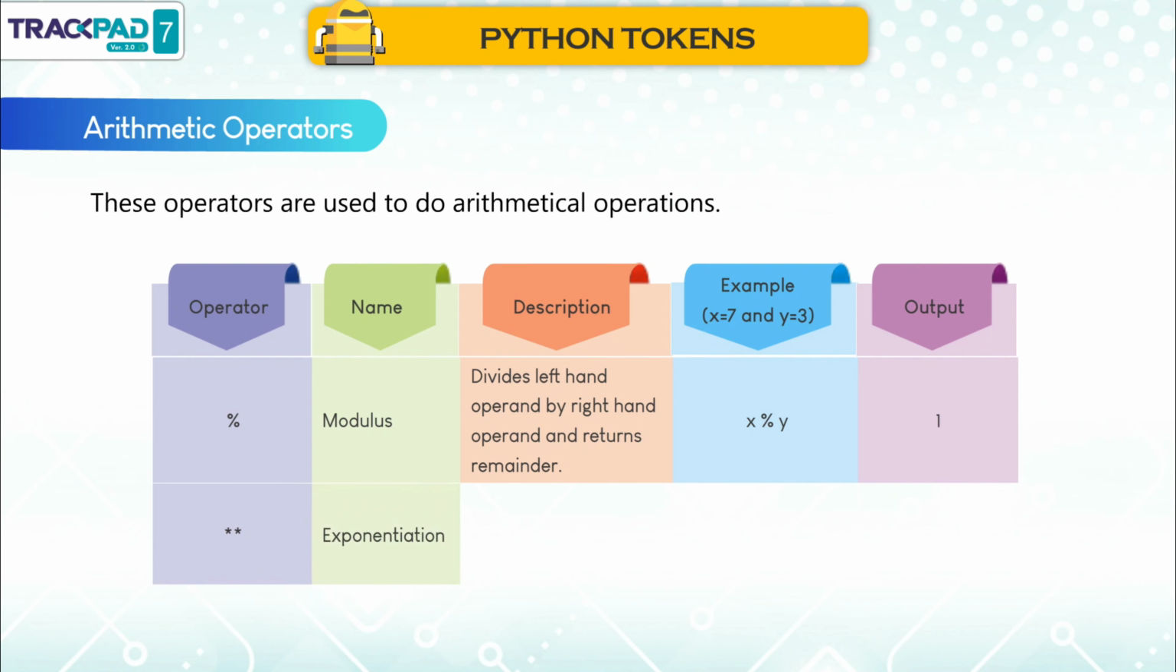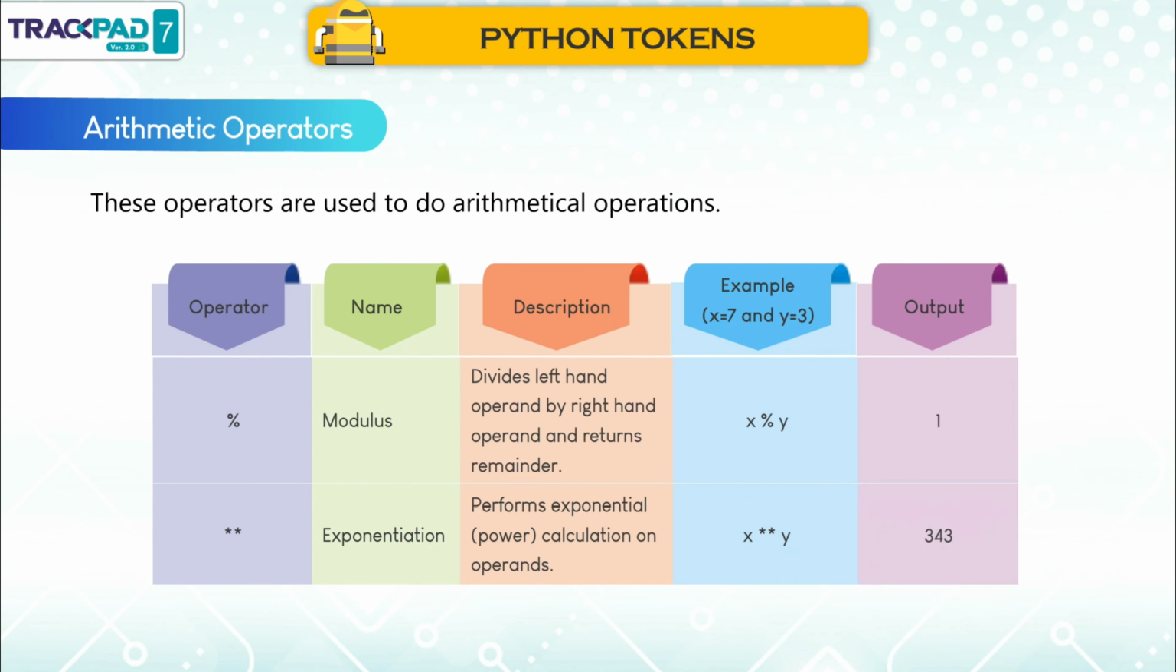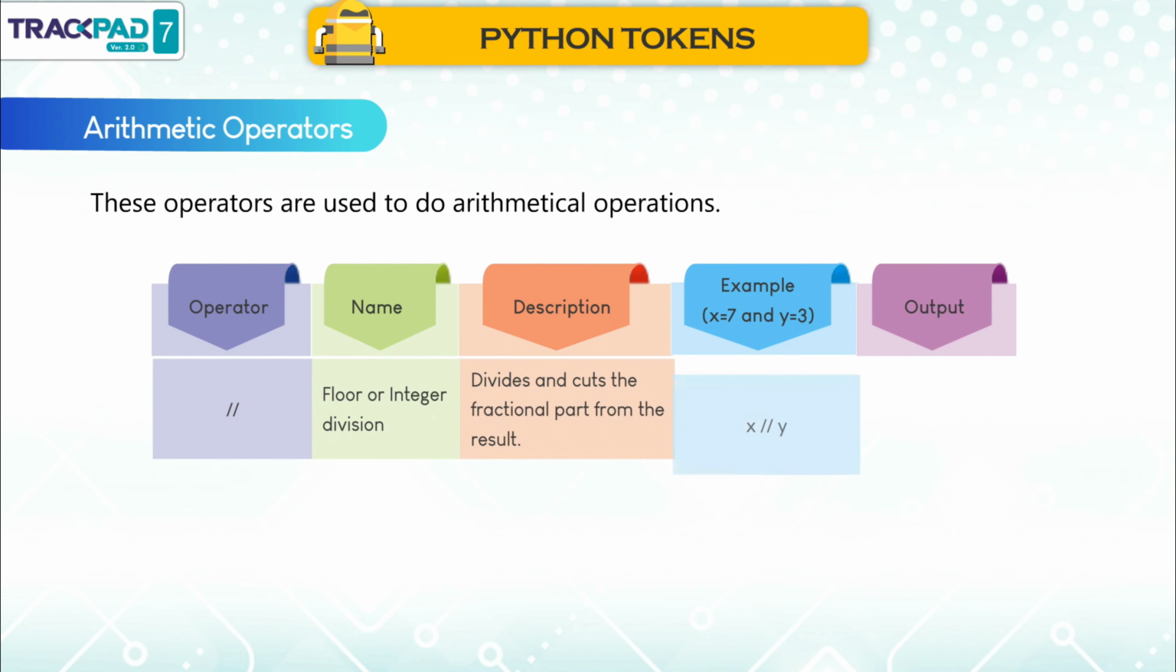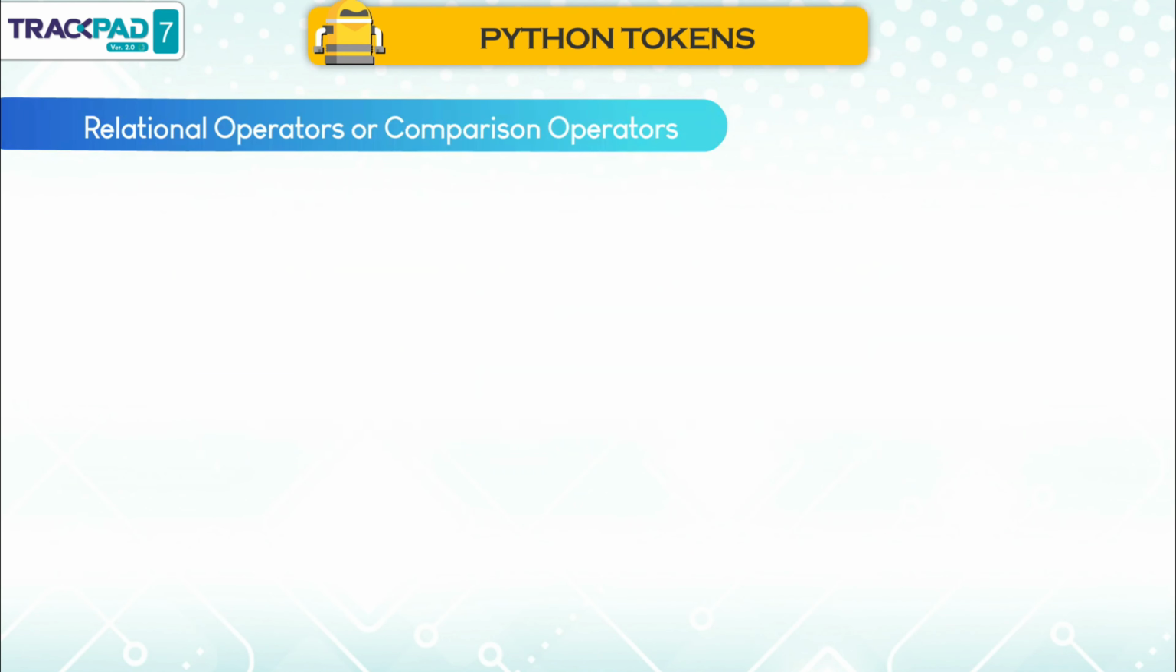Star star, exponentiation, performs exponential power calculation on operands: x ** y equals 343. Slash slash, floor or integer division, divides and cuts the fractional part from the result: x // y equals 2. Relational operators or comparison operators.